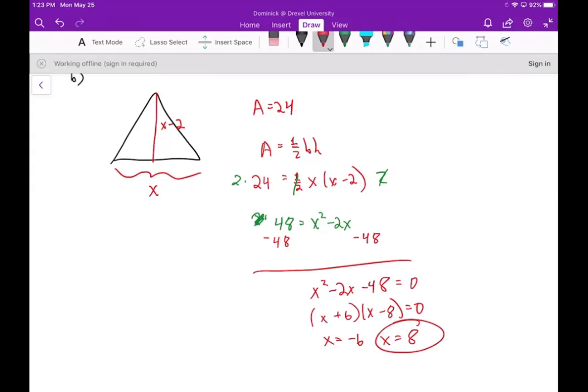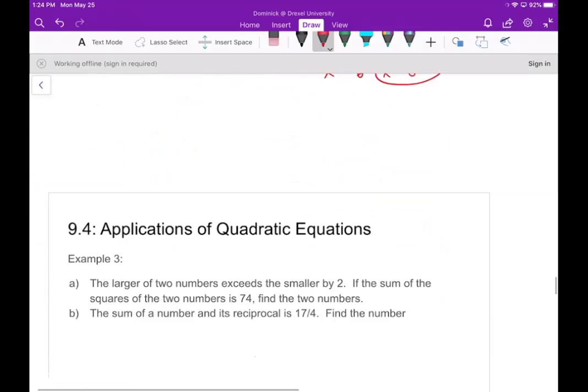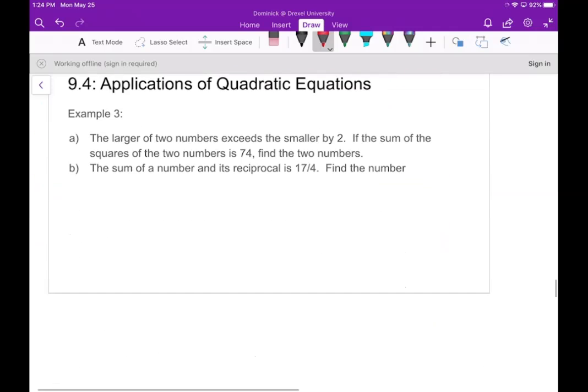And of course, we're going to take the positive version, right? We're going to take x equals 8. So then that tells us that the base is 8 and the altitude is x minus 2, so it's 6. Okay. So let's look at the next example.